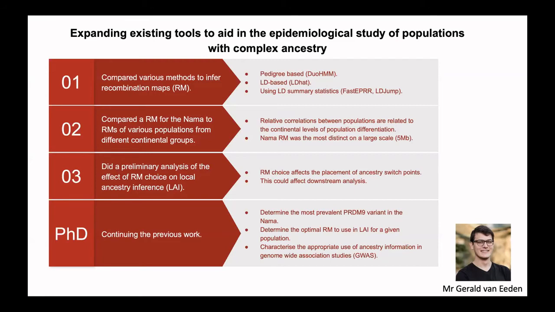For his PhD, he's looking at other factors that affect the placement of recombination hotspots, such as PRDM9 variants. And his ultimate goal is to look at how the population-specific recombination map can be used to improve local ancestry inference, and how that ancestry information can be most appropriately utilized in genome-wide association studies.